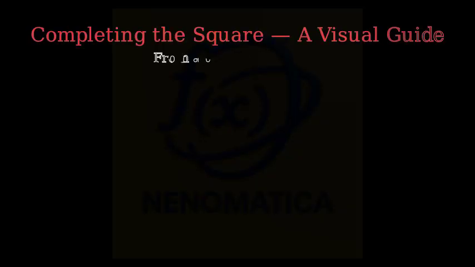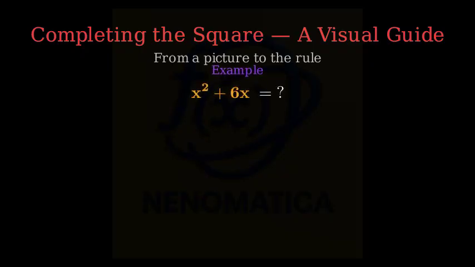In this lesson, we build a strong visual intuition for completing the square. We start with a concrete example and then generalize it to a formula you can use every time. Example: what constant must we add to x squared plus 6x to create a perfect square? The goal is to recognize the missing little square in the diagram and tie it to the algebra.